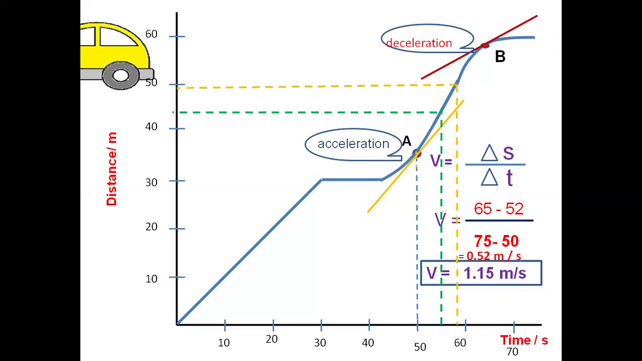Y2, x2, this is x1, and this is y1. So these values are to be noted down and substituted in this formula, which is shown here, delta S over delta T. And the speed in this region can also be found out.